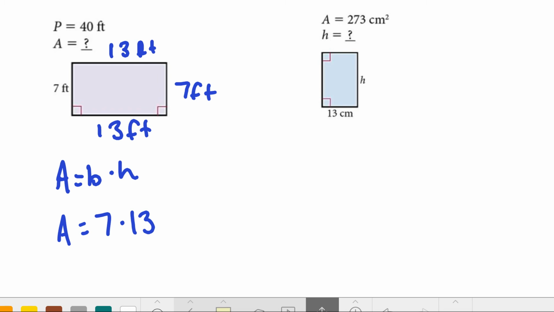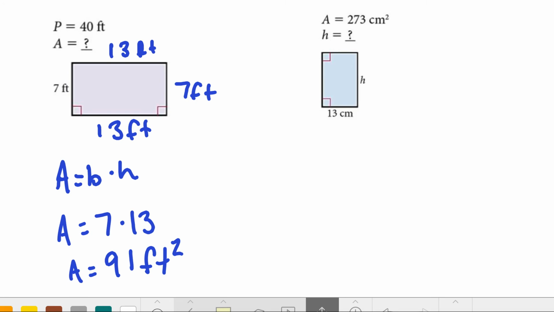Now that I know that the area equals 91, I need to not forget my last step of including the units. Since all the side lengths were measured in feet and we're talking about area, the area is 91 feet squared. All right, next rectangle question.